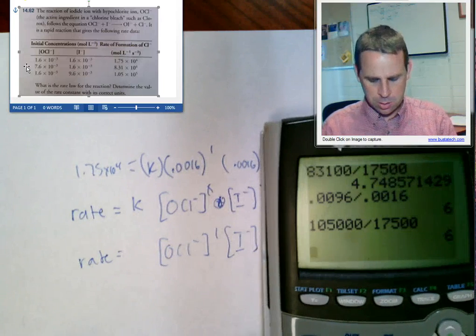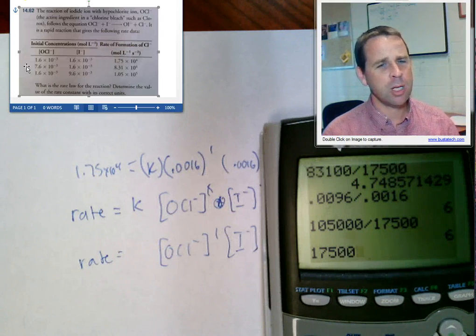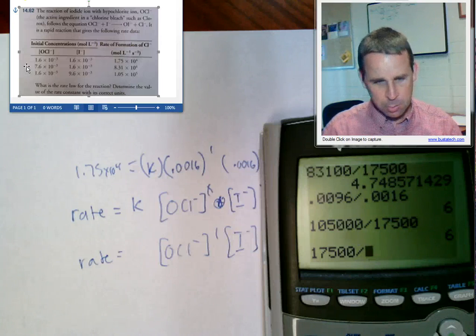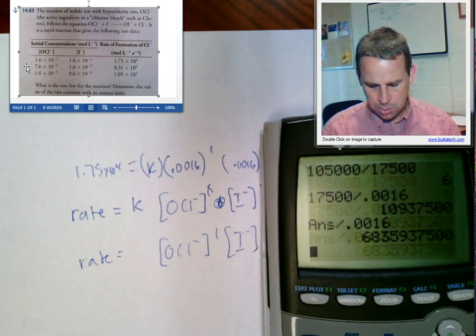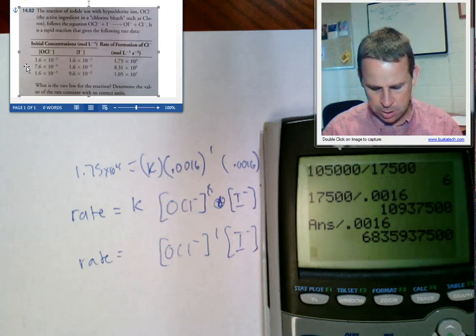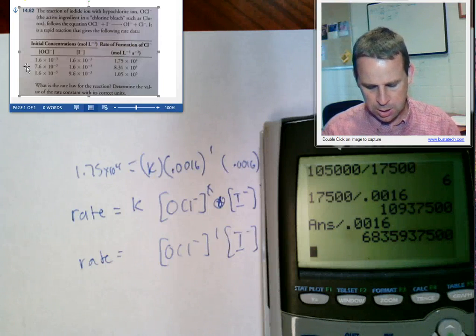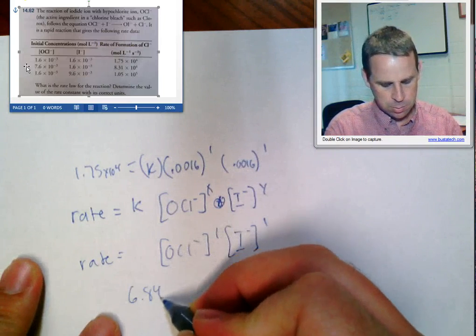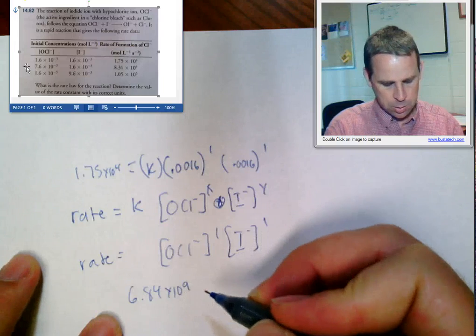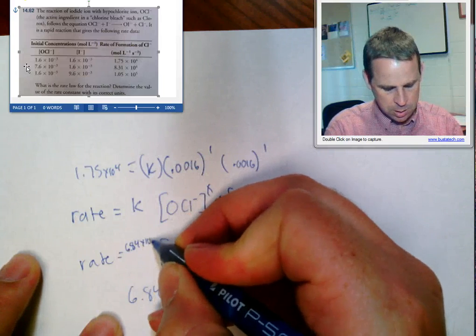So I'm going to take 70,500, which is the rate. Solve for K here, so I'm going to divide it by 0.0016, divided by 0.0016. All right, so that's a really big number. 6.84 times 10 to the 9th. So that goes here, 6.84 times 10 to the 9th.